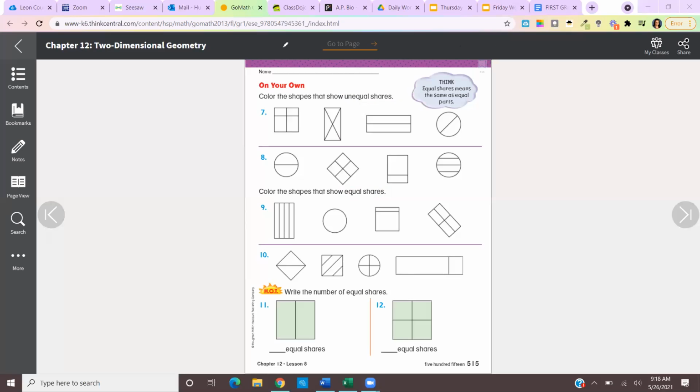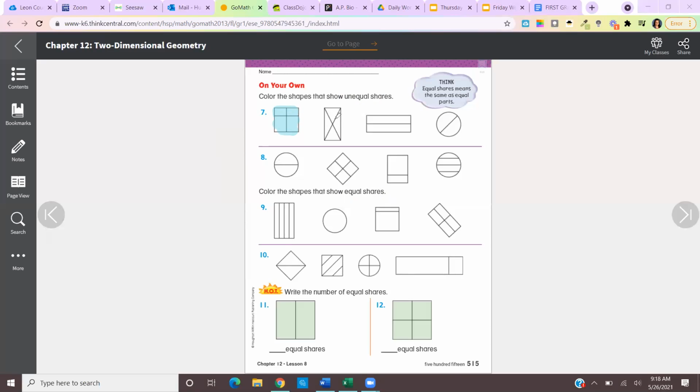So let's look at number 7. It says color the shapes that show unequal parts. So looking at that first square, does this show unequal parts, parts that are not all the same size? Thumbs up or thumbs down? Yes, it's showing unequal, so we need to color it in. And you can just shade it in with your pencil, guys. You don't have to do anything special.